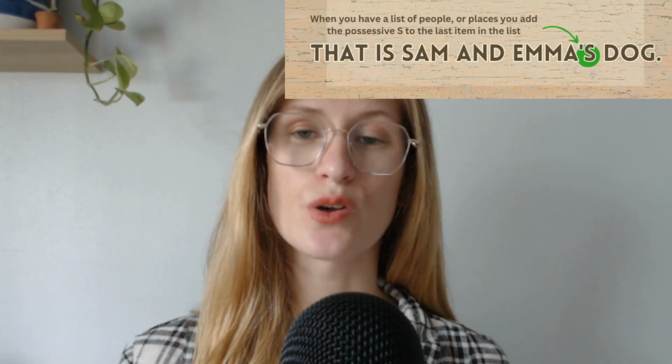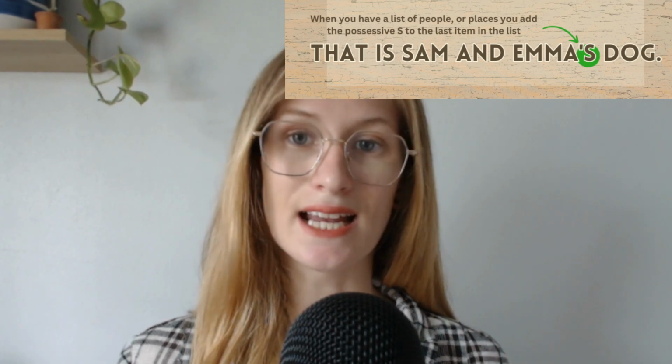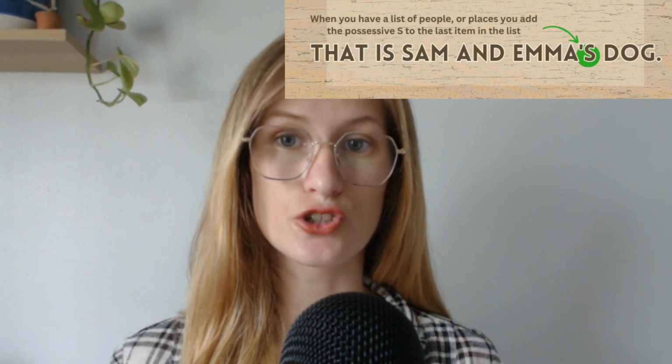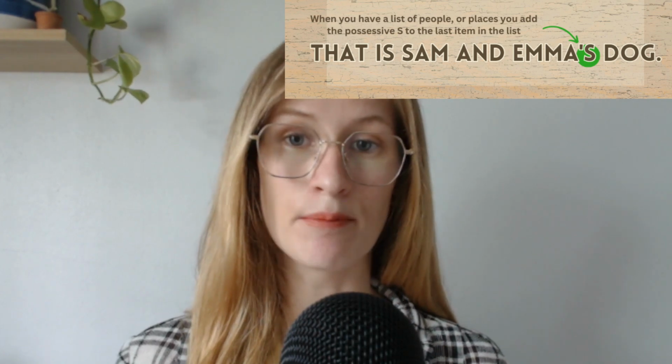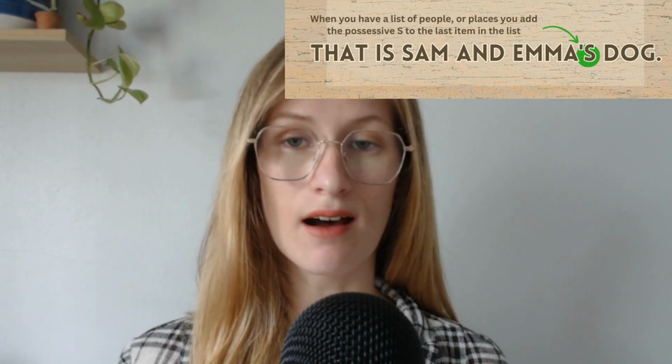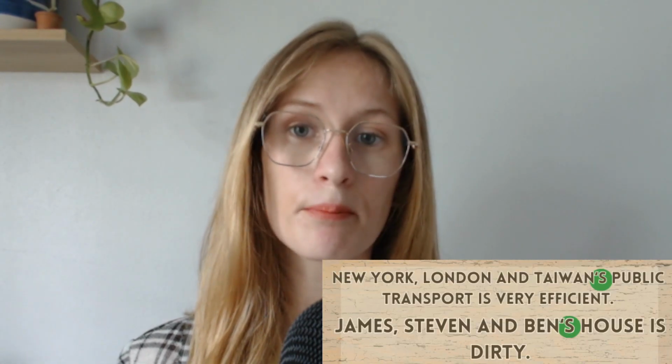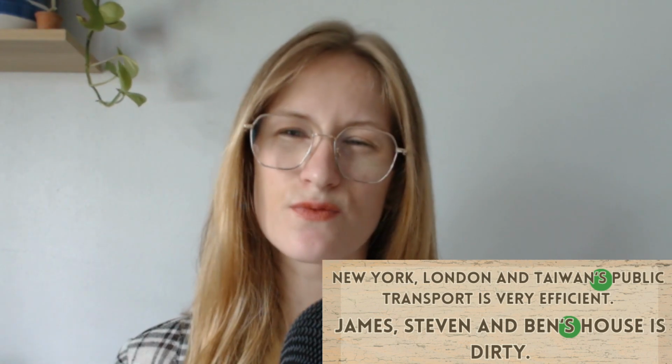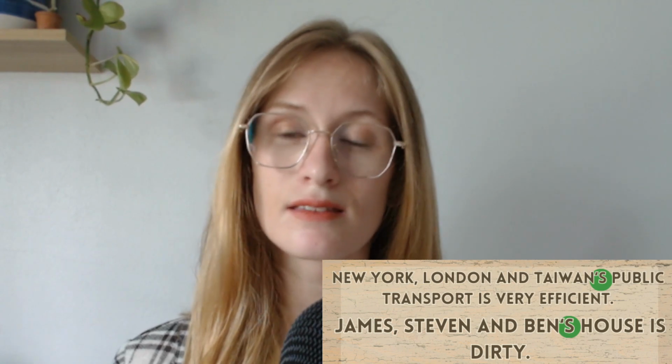However, what happens if you have a plural of something, like a list of people, and you want to talk about the possession of that entire list of people? So in this example, you would say, that is Sam and Emma's dog. Sam and Emma, apostrophe S on the last person in the list. New York, London, and Taiwan's public transport is very efficient. So the possessive S always lands on the last thing, the last person, the last place in the list.